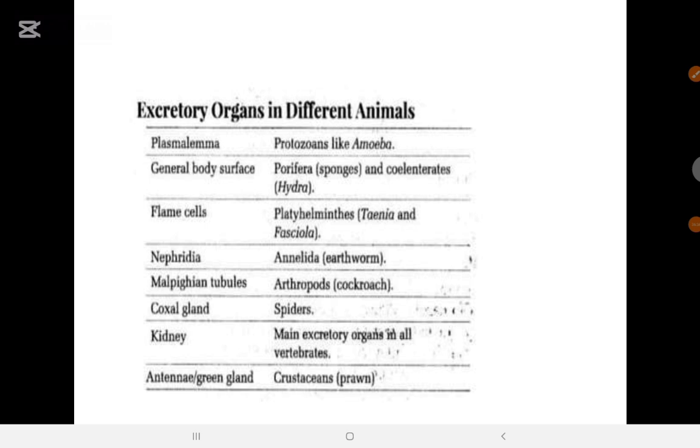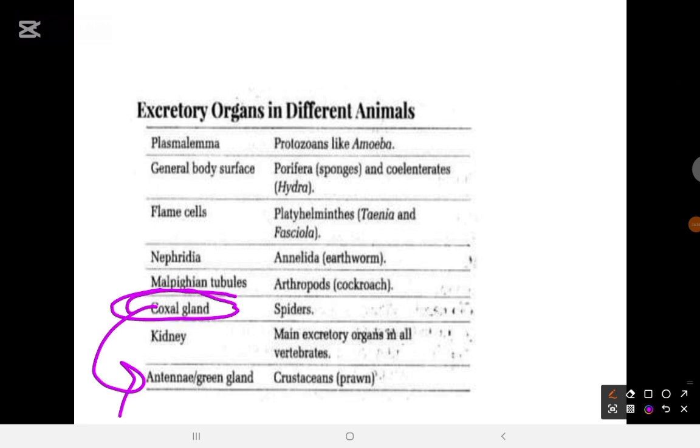Is that okay? Then crustaceans use green gland. Okay, I perceive there are anatomical differences between the coxal glands and the antennary glands. That's why they're separated. But in basic biology, you should know that spiders and these guys also use green glands.